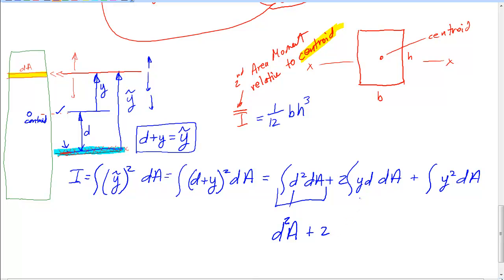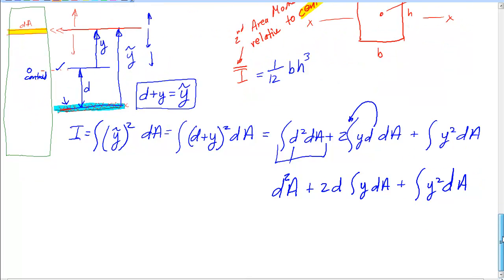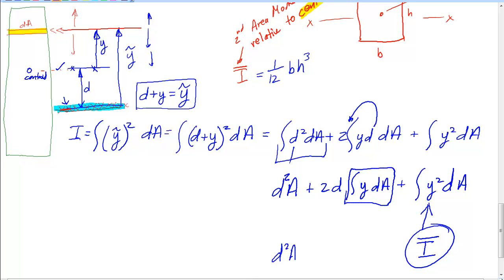Plus, what do you do with this one? Well, first of all, d was fixed. I can pull it out. Plus, this looks interesting because y is referenced from the centroid. This is nothing more than what you see in the tables. This is nothing more than d squared area. What is that? If you think about it, this may take a minute.